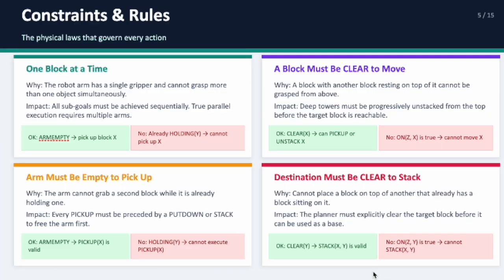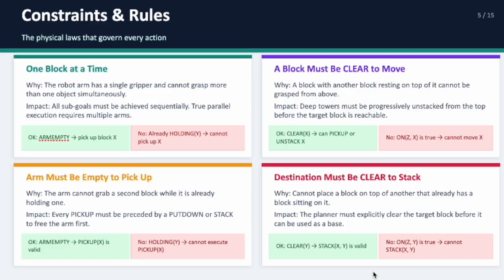before you can access the block you actually want. Rule 3: the arm must be empty before it picks up. You cannot grab a second block without releasing the first. This means every pickup action must be preceded by either putting the current block down or stacking it somewhere. Rule 4: the destination must be clear to stack. You cannot place a block onto another that already has something sitting on it. The planner has to explicitly clear its target before using it as a base.